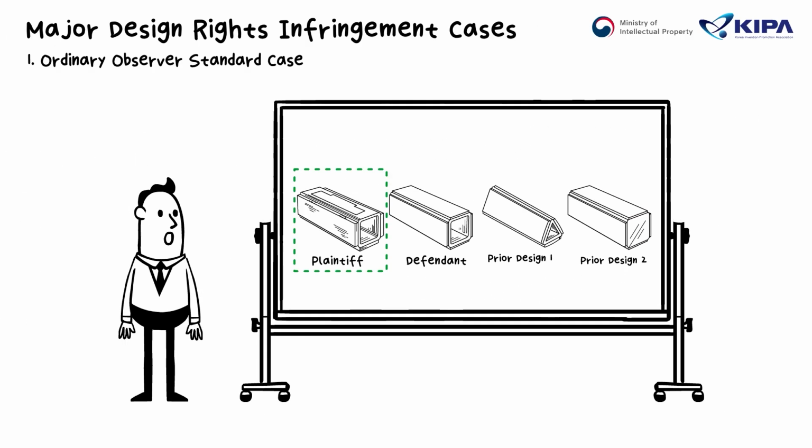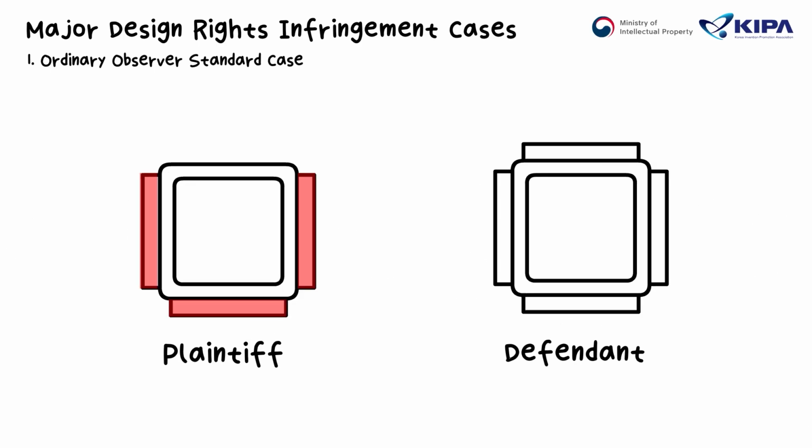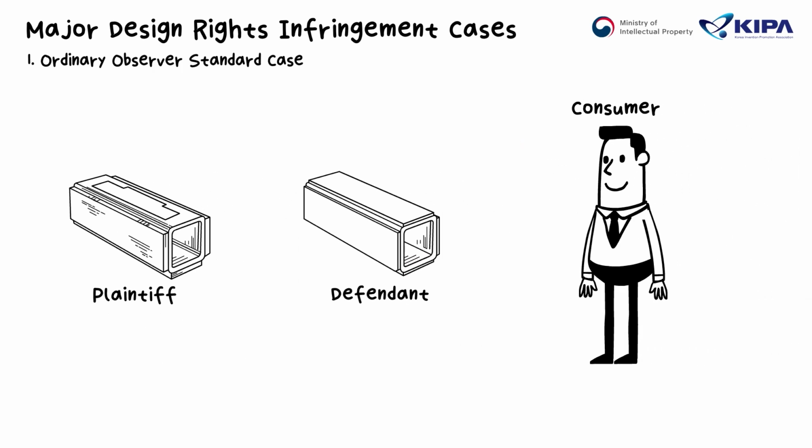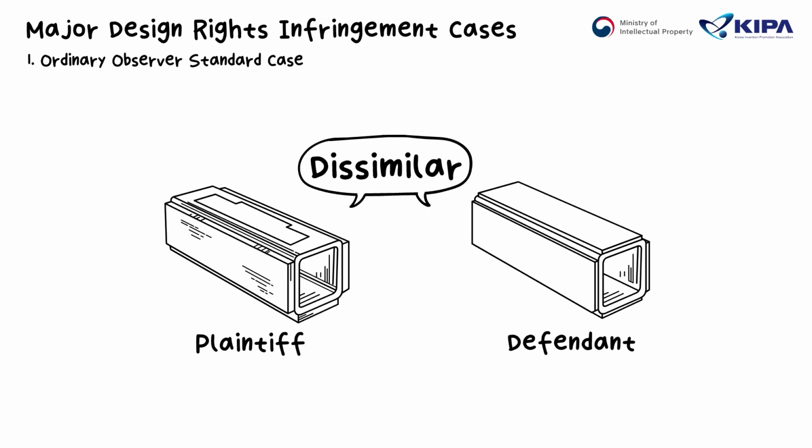Based on this, when comparing the plaintiff's registered design with the defendant's alleged infringing design, an ordinary observer seeking to purchase a nail buffer, while aware of prior design 1 and prior design 2, would easily recognize the difference between the two. The registered design has buffering pads on only 3 of its 4 sides, whereas the alleged infringing design has pads on all 4 sides. In other words, a consumer accustomed to purchasing a 3-sided buffer would not mistake it for a 4-sided buffer. Therefore, the two designs are deemed dissimilar due to their clear and substantial differences.